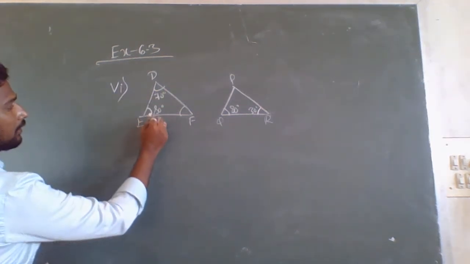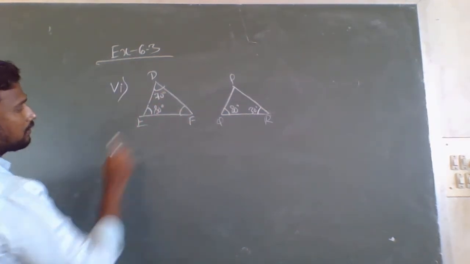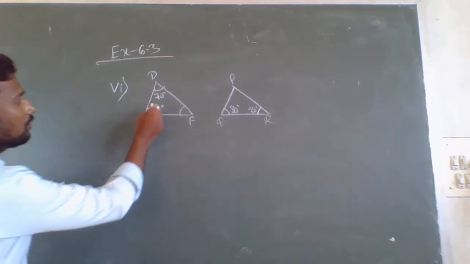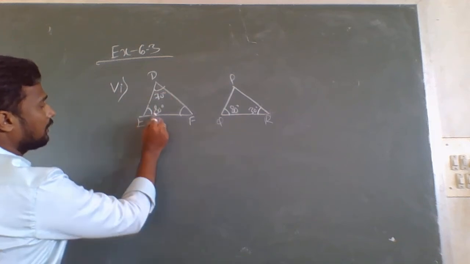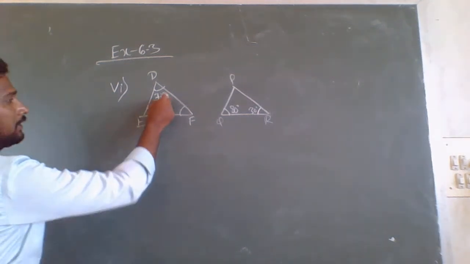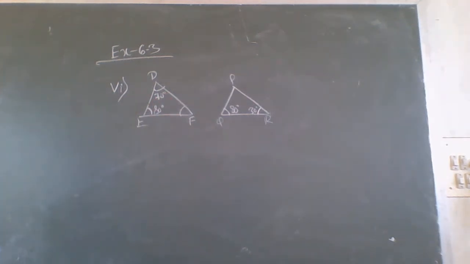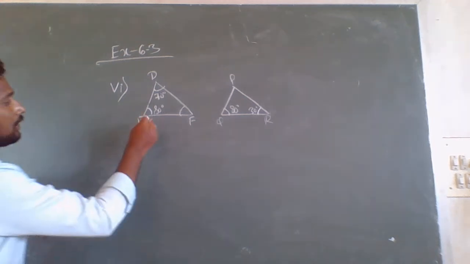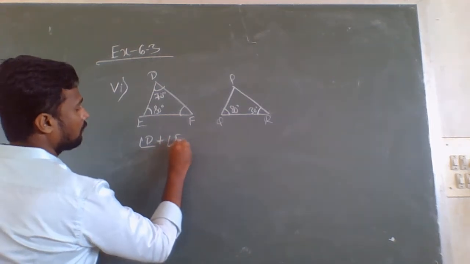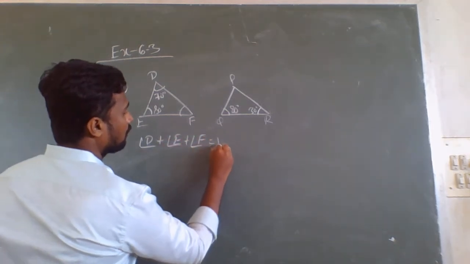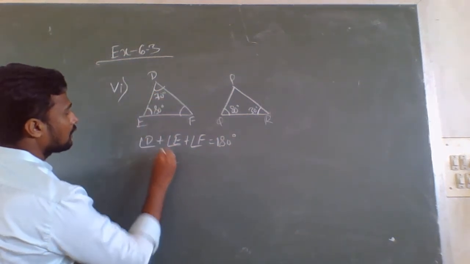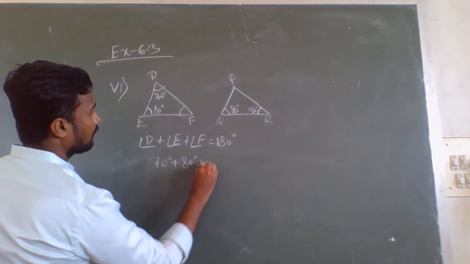Sum of all these angles always equals 180 degree. So here, angle D is 70 degree and angle E is 80 degree. Here I will write angle D plus angle E plus angle F is equal to how much? 180 degree. Angle D is 70 degree plus angle E 80 degree plus angle F.